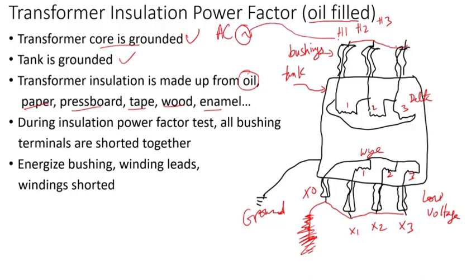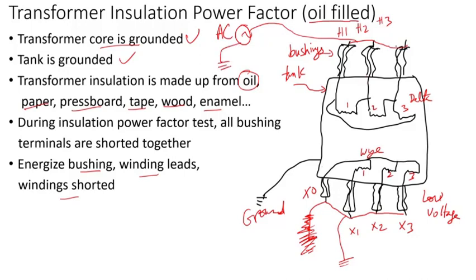So for instance, you apply the hot lead to the bushings here. Then you can ground the low voltage, either grounded or ungrounded. And again, there is an ungrounded specimen test and a grounded test. They are different, because if you don't want to include the ground in the measurement, I'll talk about that later. So you energize the bushing. The bushings are energized, the winding leads, and the windings are all shorted because we want to minimize any inductance impact.